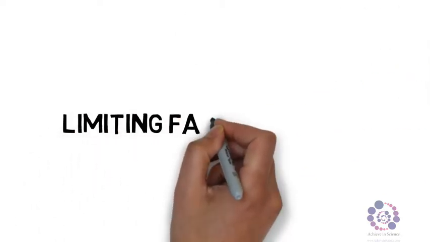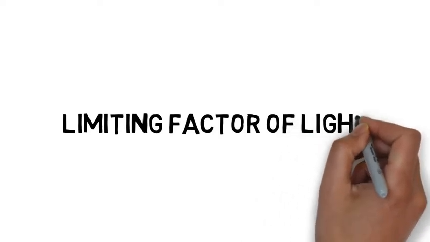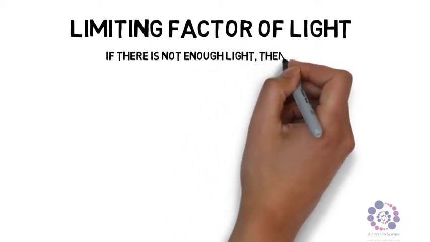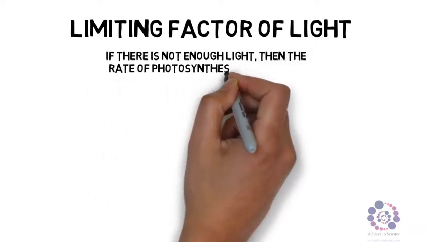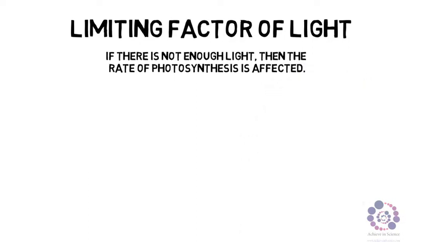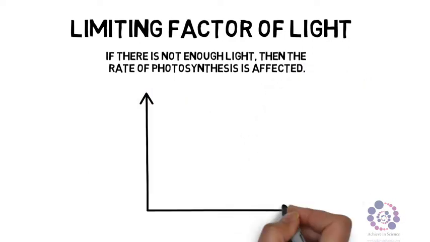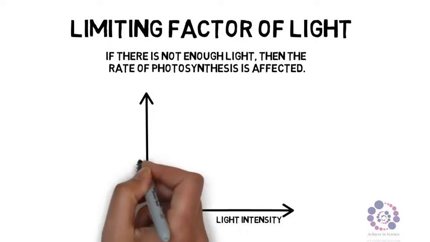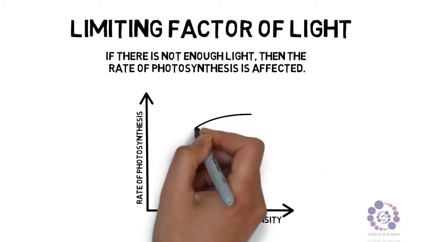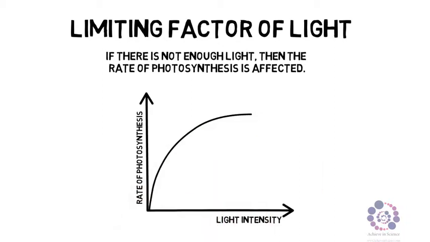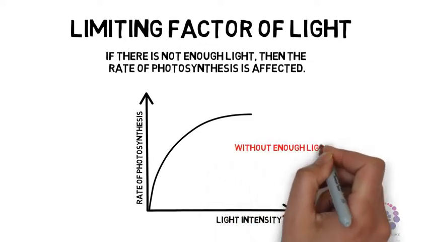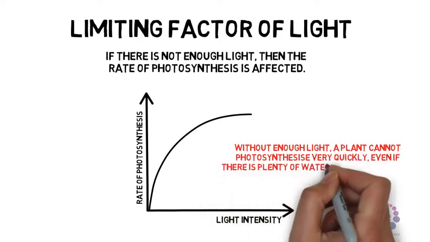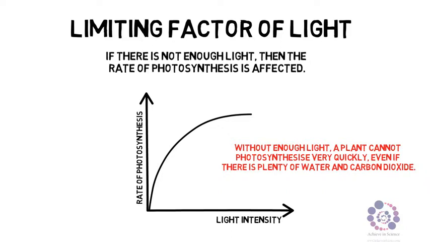If we look at the limiting factor of light, if there is not enough light, then the rate of photosynthesis will be affected. This can be shown via a graph. On our x-axis at the bottom, we can start off with light intensity, and on our y-axis we can show the rate of photosynthesis. Now if we plot a set of data, we'll end up with a curve to our graph, as shown in our video. So without enough light, a plant cannot photosynthesize very quickly, even if there is plenty of water and plenty of carbon dioxide.